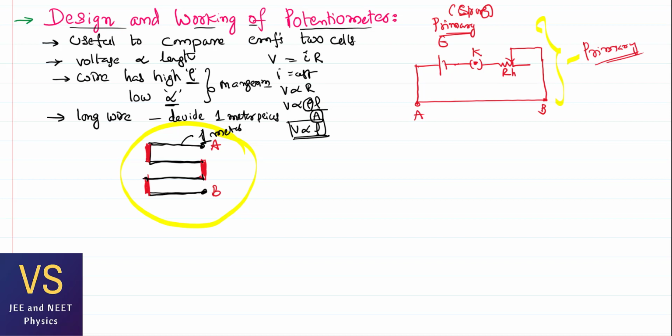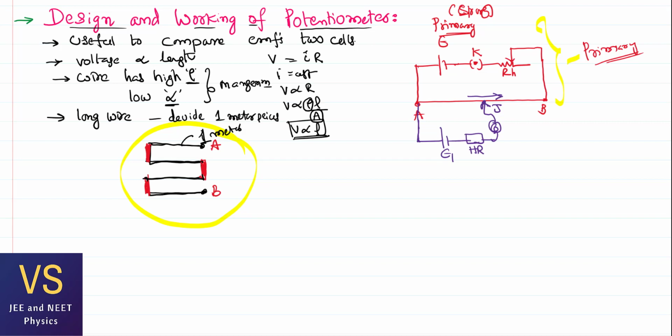Whereas in a secondary circuit, we will connect a cell whose EMF you want to compare. So this is the first cell, say for example, you want to compare. Then we will connect a galvanometer. Of course, to protect the galvanometer, a high resistance is connected in series, but that's only for the purpose of protecting the galvanometer. And then it is connected with a jockey. And now the position of the jockey is kept on moving on this long wire.